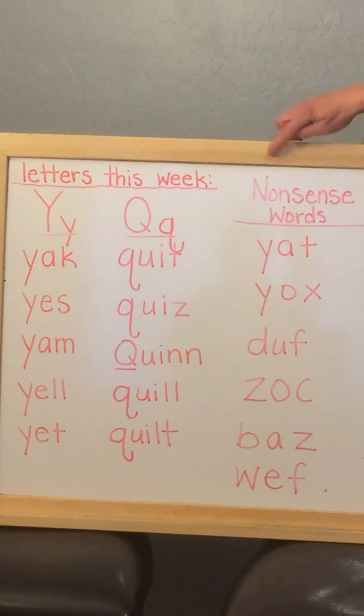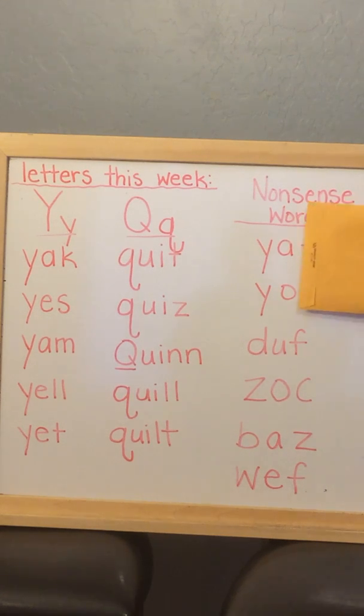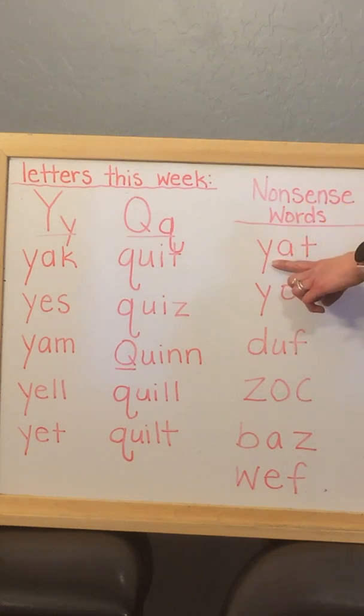And now we're going to do our nonsense words. Okay, so our nonsense words, remember these are words that are not real. They're make-believe words, but when we practice nonsense words, it helps us become better readers because when we look at those, we can't just look at it and know what it says. We have to sound it out. So when we look at Y and A, yat, and the whole word is yat.